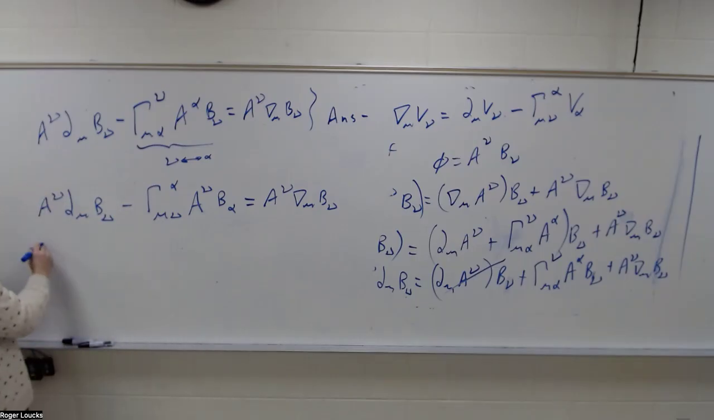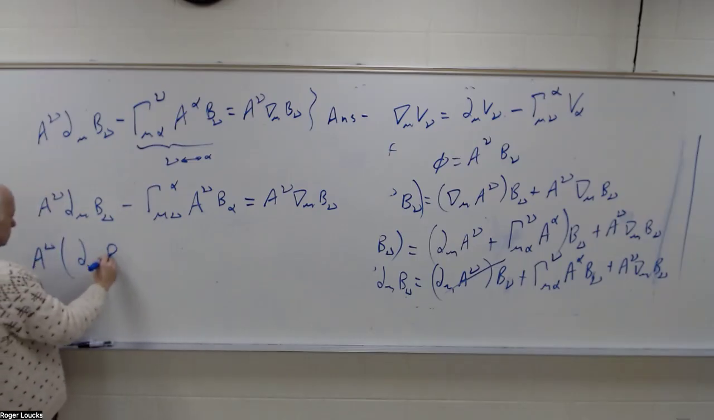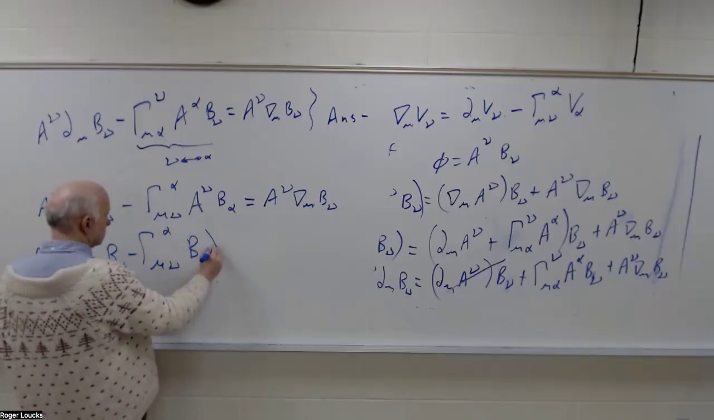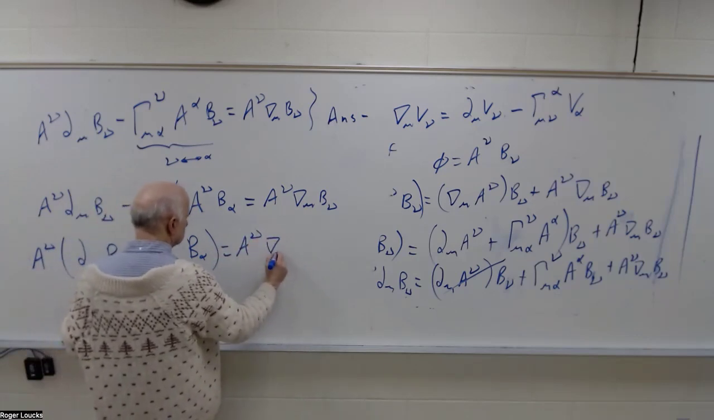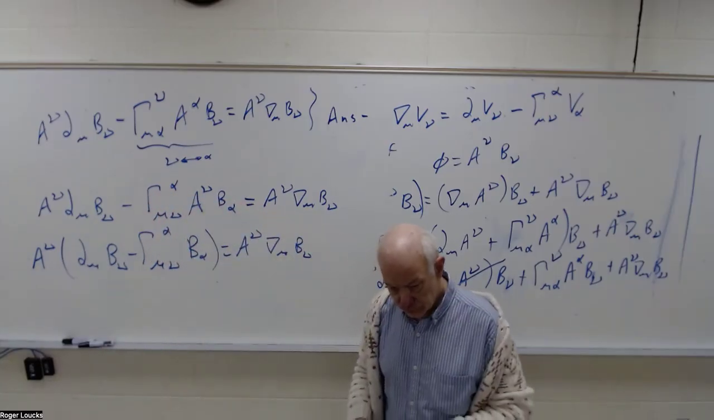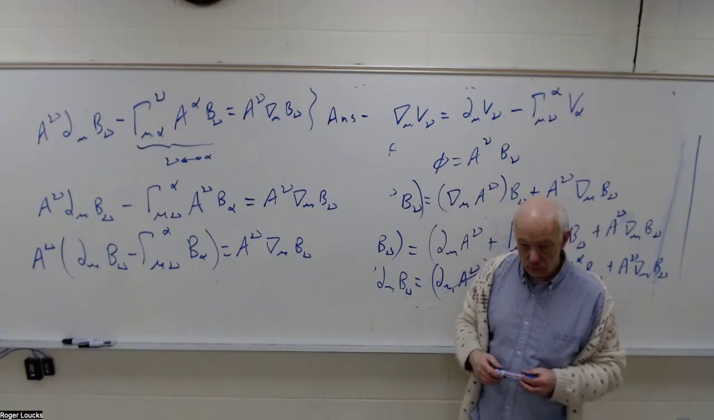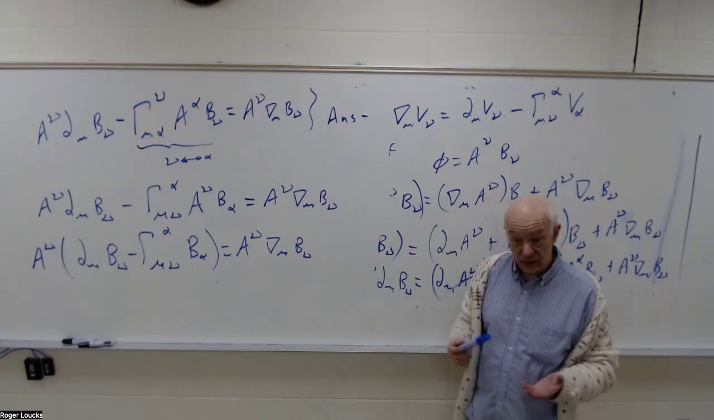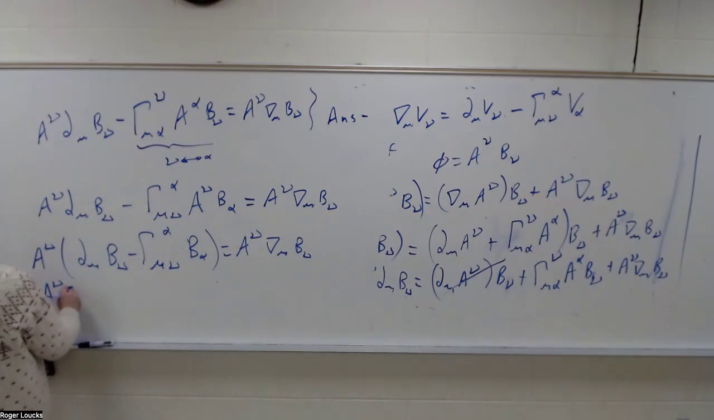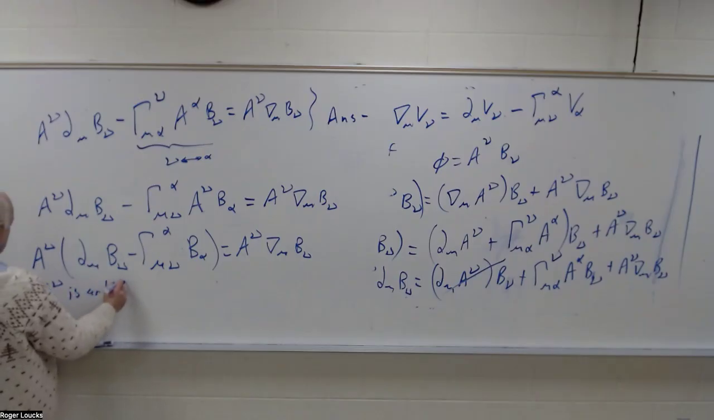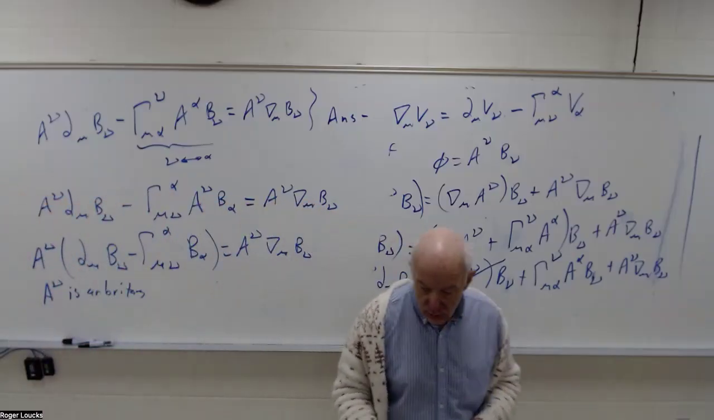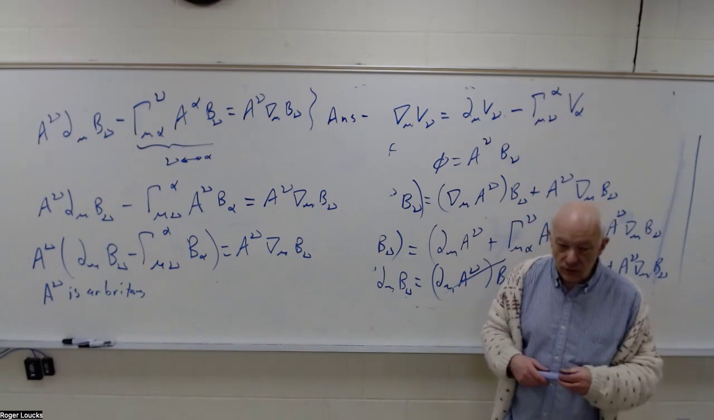Well, my A new here like this. Now, what assumption did I make about the vector A? Give me anything, right? A new is arbitrary. I can make that anything I want it to be. That'll always work. Therefore, the only way to have this always work is what?